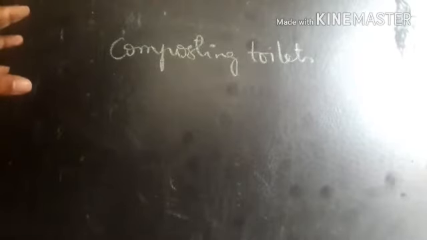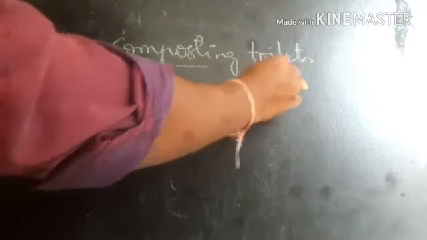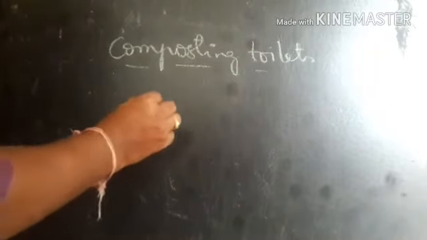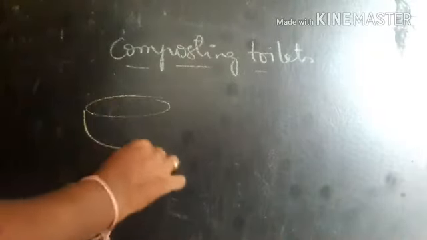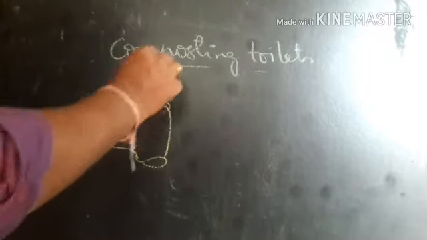Here, composting toilets are very important for the areas where there is no water. So in the areas where there is no water, we can use composting toilets. Here there is no need for any water flushing, or otherwise very little water flushing is required. Here it is the toilet seat, and there is less water available.